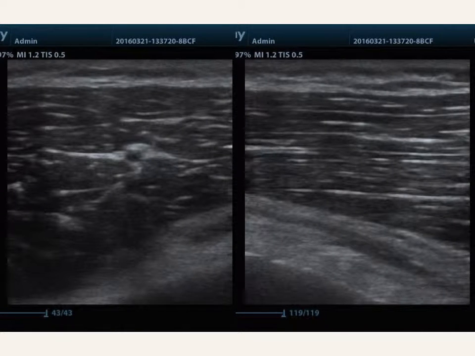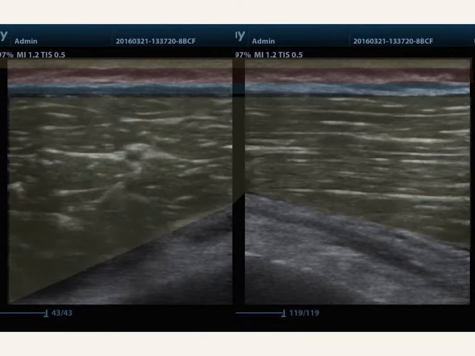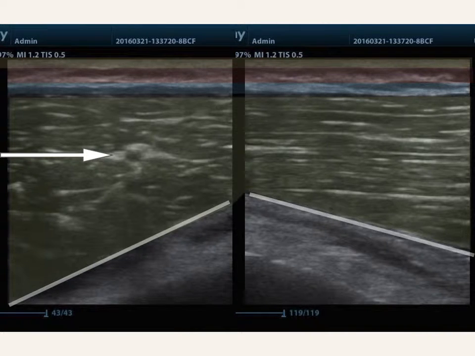This again shows the different layers with the muscle both in short and long axis. Briefly, identify the epidermis and dermis, the subcutaneous tissue, the fascia, and the muscle. Can you identify a vessel in the short axis view of the muscle? There it is. Deep to the muscle is a bone.